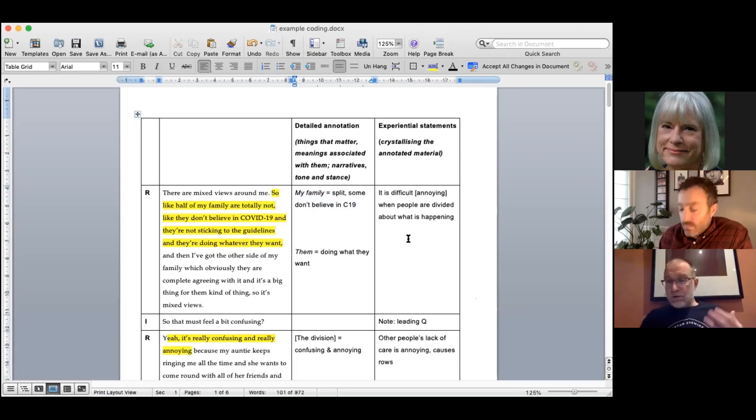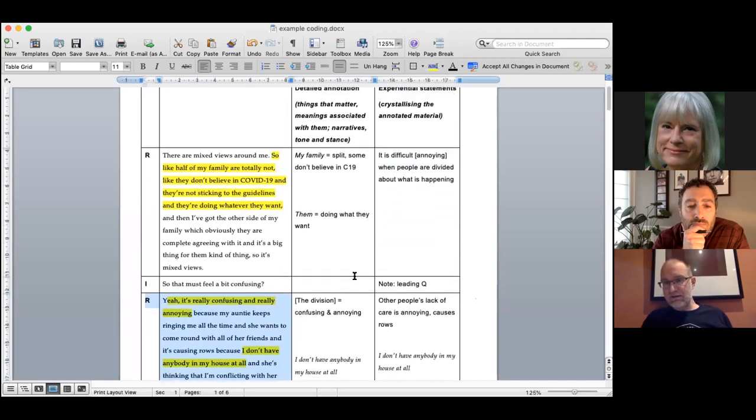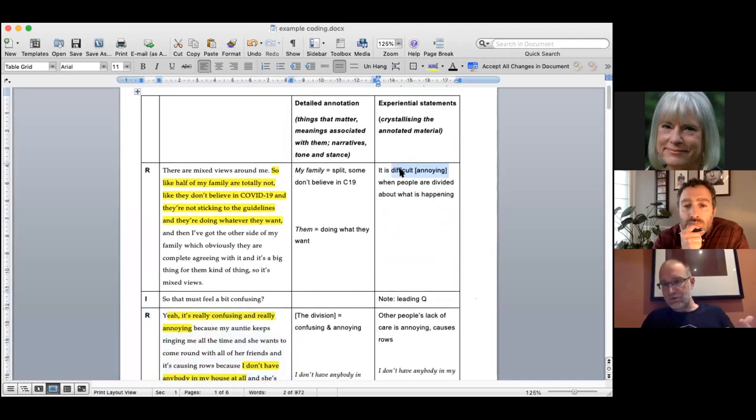The other thing I would be trying to do alongside that is to draw out experiential statements. These are the building blocks that themes get made from. They're a kind of interim layer of interpretation where you're trying to produce a reasonably clear and crystallizing statement about the work that you're doing alongside it. So it's difficult when people are divided about what's happening, was my first go at this. But then I got a bit further down. The interviewer asks a rather leading question. It's not the best question, but these things happen. So that must feel a bit confusing, the interviewer says. Participant says, yeah, it's really confusing and really annoying, and then gives a good example of how it's annoying. So I've decided that annoying is probably a better way of thinking about what's difficult about this division.